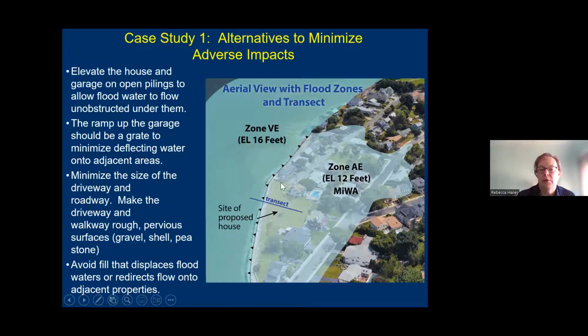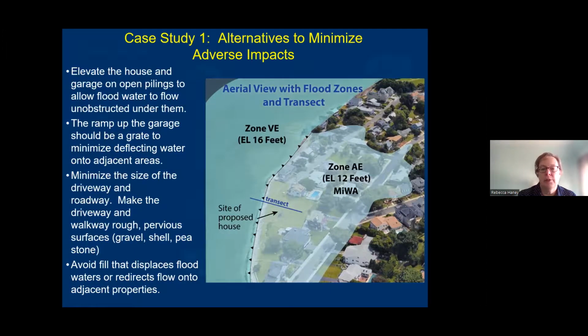And so the recommendation would be to avoid filling and to make the driveway a pervious material, minimize the footprint, and so that they're not doing anything that's going to redirect the flow. So there's a lot of different things that can be done, but it does depend on what your proximity is to that energy and that environment and what the topography is.